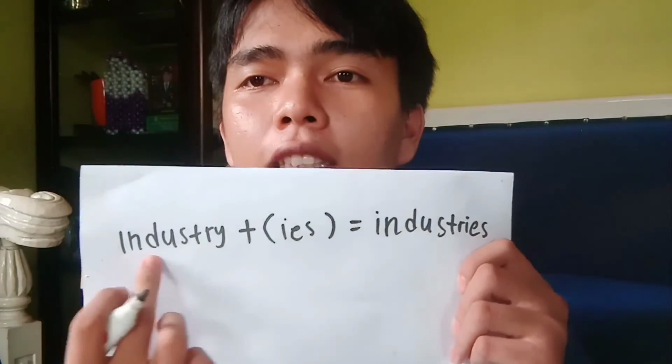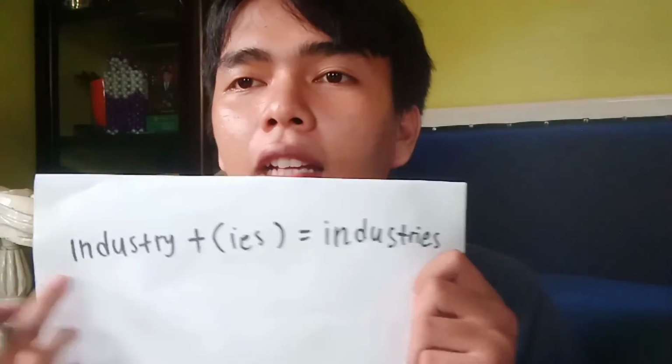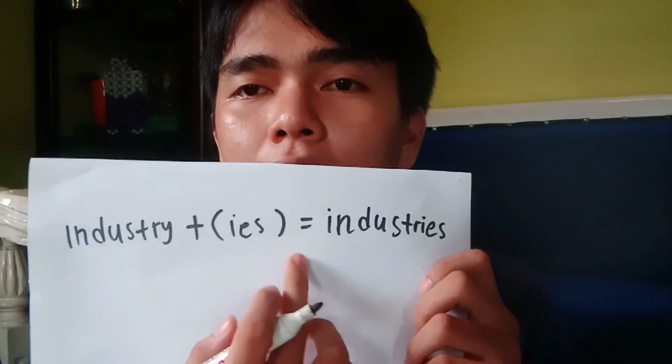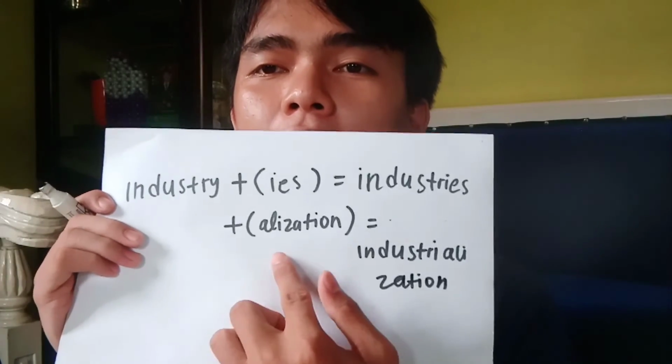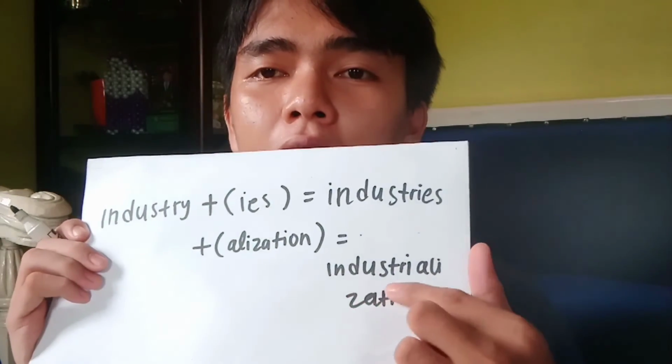And I will give you the example of derivational morphology. This way, we get to know there is the affix or the base word, and this is the derivation. The word industry is changed to industries. Or again, in the second derivation is the -alization. From the word industry, you change to industrialization.